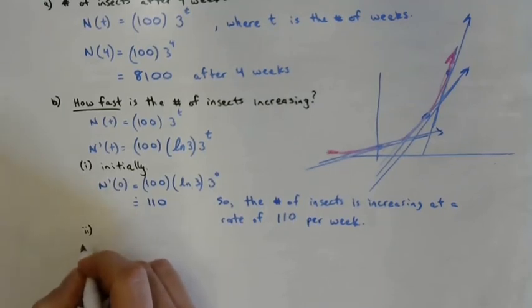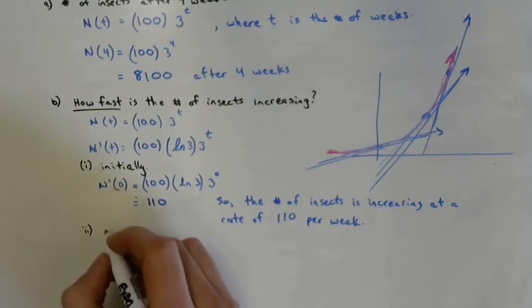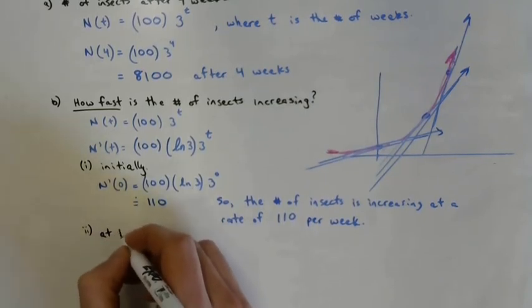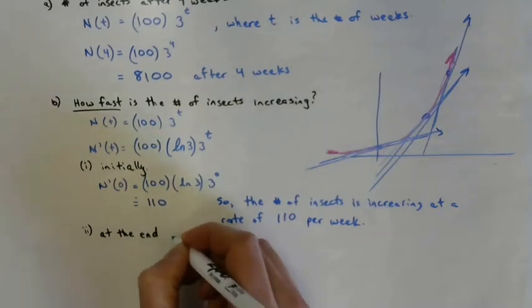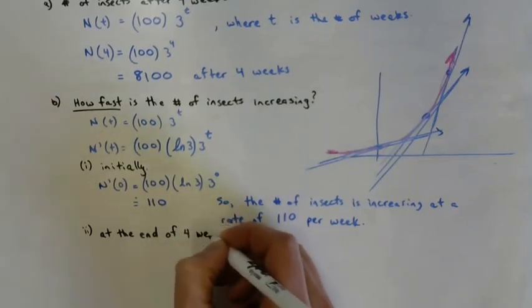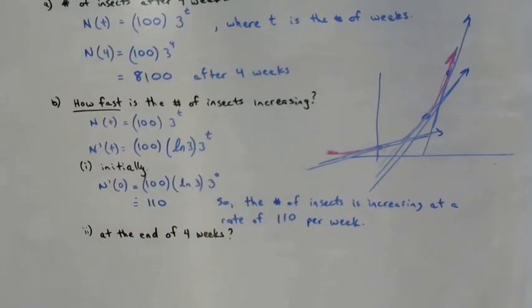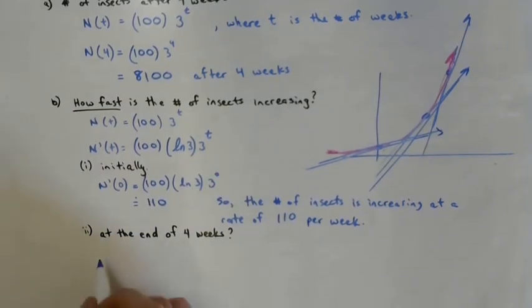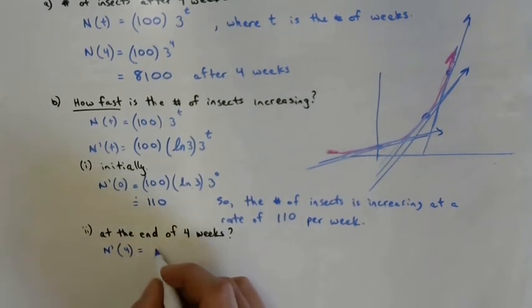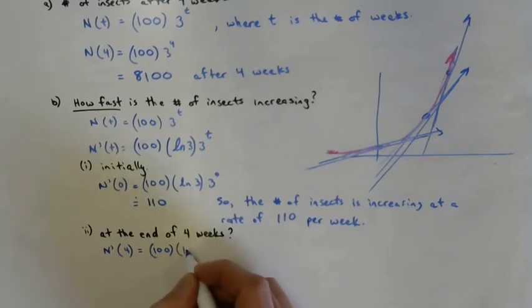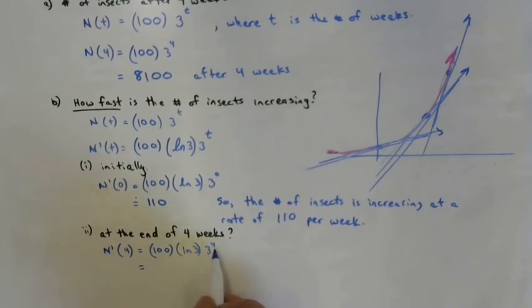So, how fast is the number of insects increasing at the end of 4 weeks? So after 4 weeks, all we need to do is take our derivative function, sub in 4. That gives us 100 times the natural log of 3 times 3 to the power of 4, which gives us 81 times 100, which is 8100, times the natural log of 3, which gives us approximately 8,899.